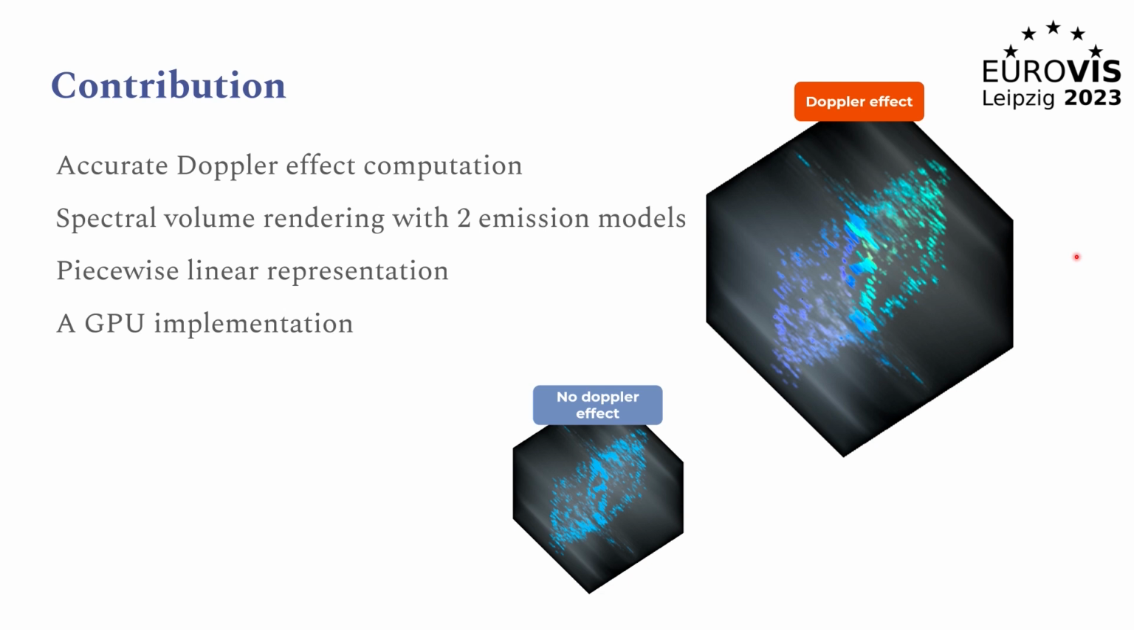The main contributions of this paper are, to the best of our knowledge, that we are the first to do accurate Doppler effect computation in volume rendering. We also adapted spectral volume rendering with two different emission models, the line emission model and the blackbody emission model. And we proposed a novel piecewise linear representation that overcomes the traditional drawbacks of the point-sampled solution. And of course, we also implemented this on the GPU.